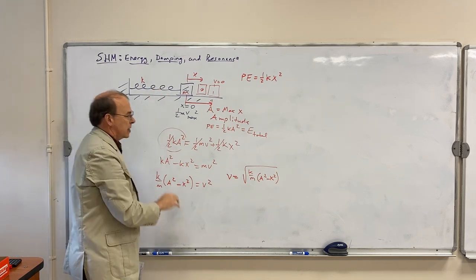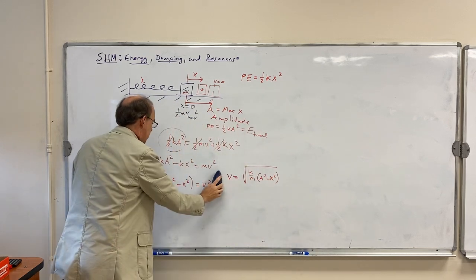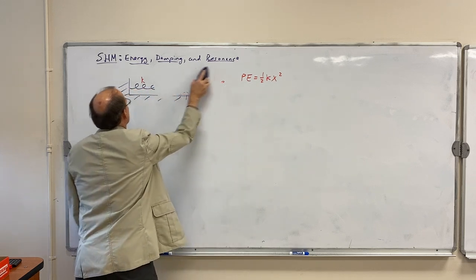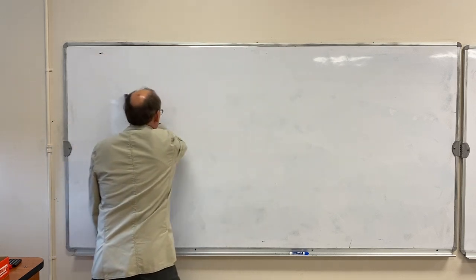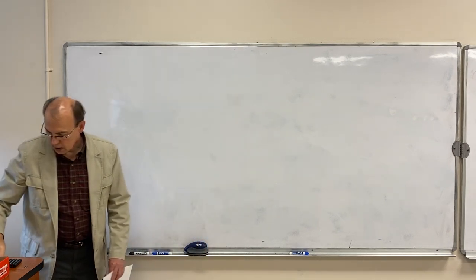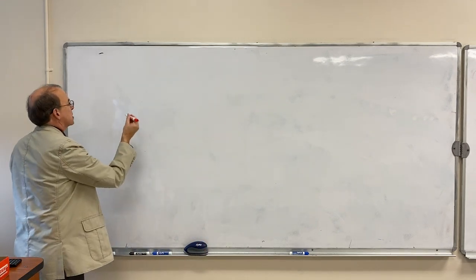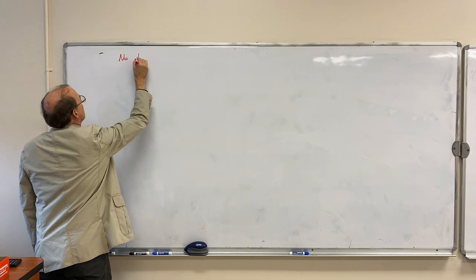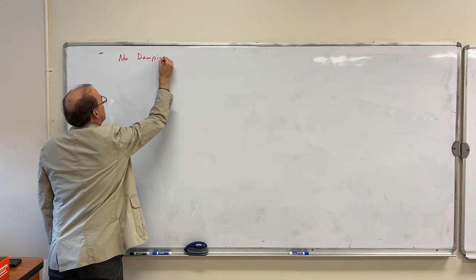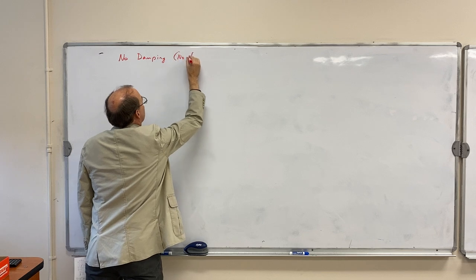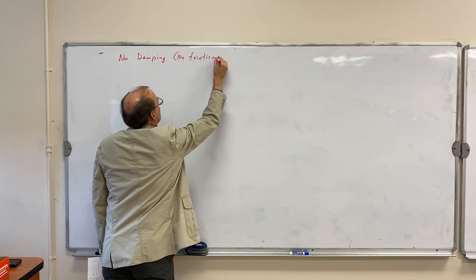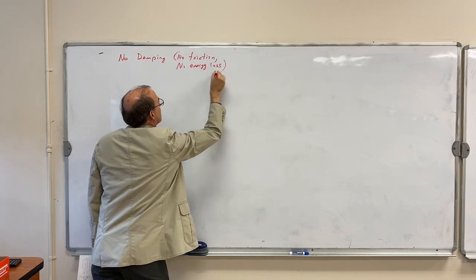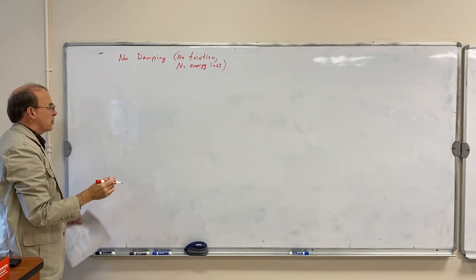Now I want to move on and talk about damping. So damping refers to effects of friction in a simple harmonic system. So suppose I have a system with, like we've been talking about, no friction. So I'm going to say no damping now. And that means no friction or no energy loss. So that's the case that, without realizing it, we've been talking about.